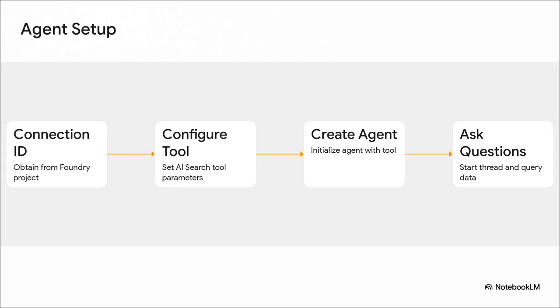So here is the exact step-by-step sequence required to deploy an agent and connect it to an existing vector-enabled Azure AI Search Index. First, you obtain the connection ID for your search resource right from your Foundry project. Second, you configure the Azure AI Search tool, specifying that connection ID, the index name, and the query type, like vector or hybrid. Third, you create the agent itself, passing in that configured tool. And finally, you validate the integration by starting a thread and asking questions grounded in your data. It's a really clean, efficient 4-step orchestration.